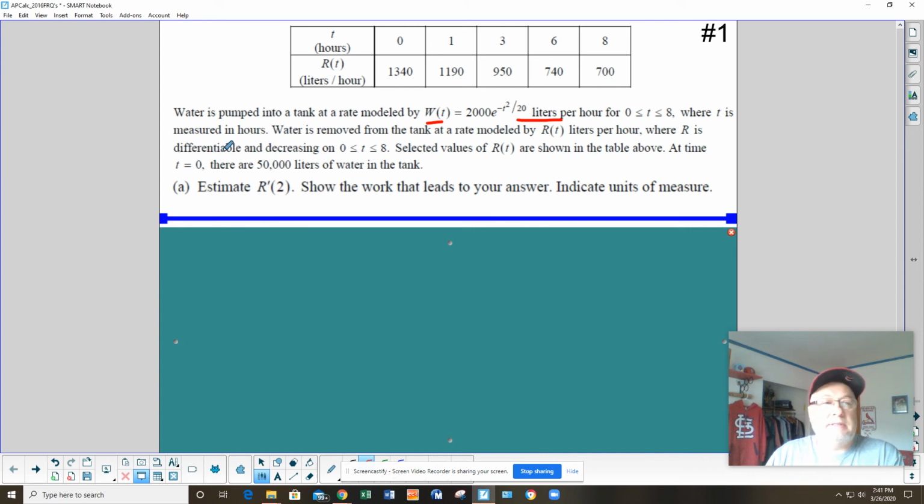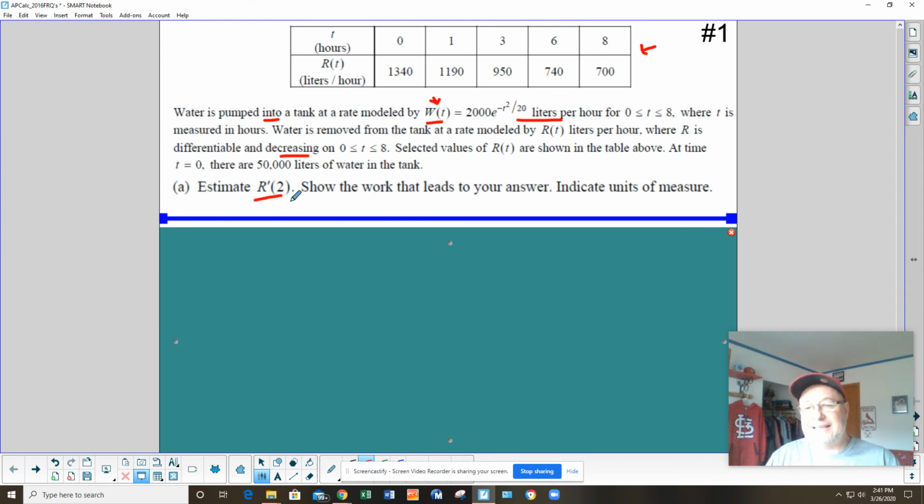R is differentiable and decreasing from 0 to 8. Selected R values are shown above. So we have an actual function for W, the rate that water is being pumped into a tank. And for R of t, we don't really have a function, but we do have this information up here. So question 1: estimate R prime of 2.